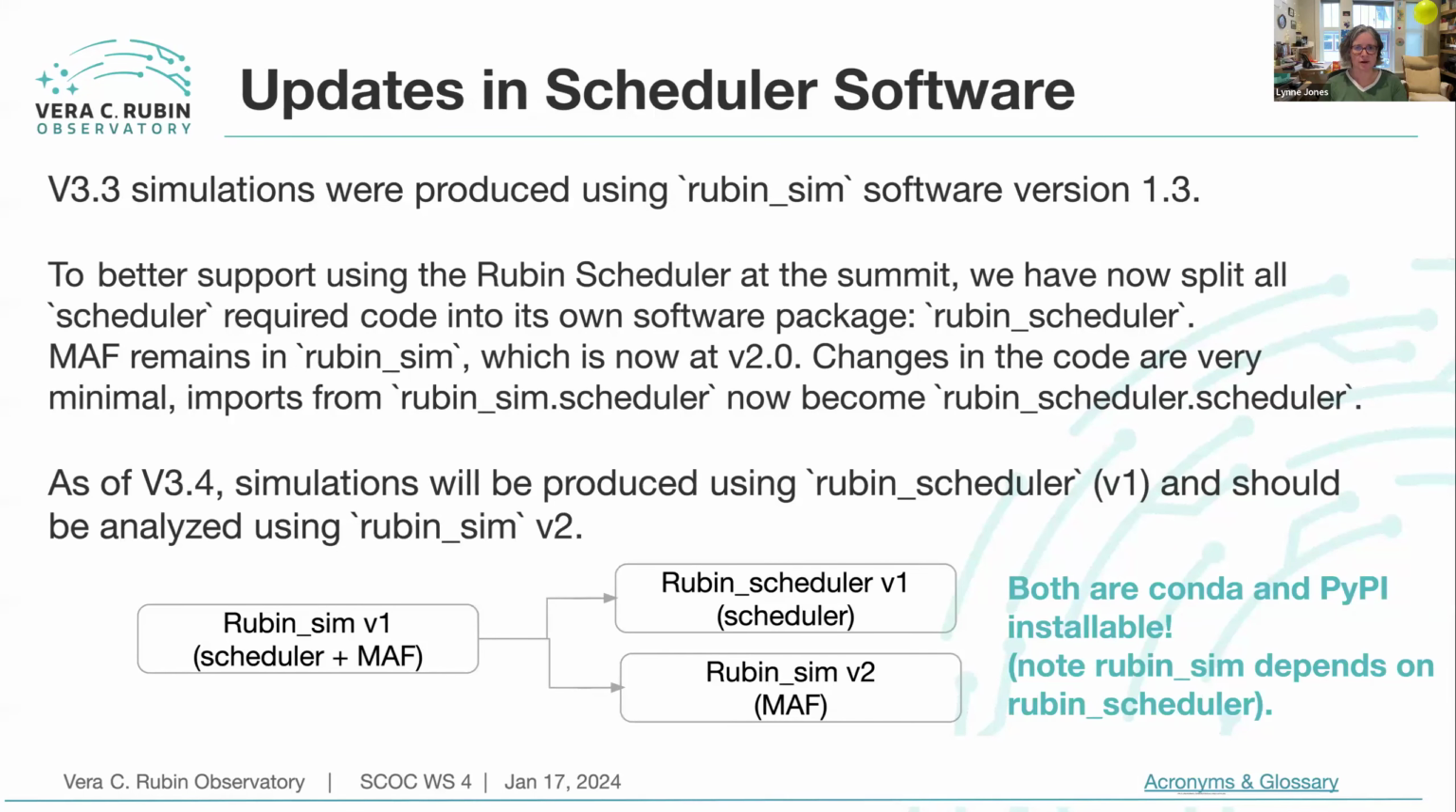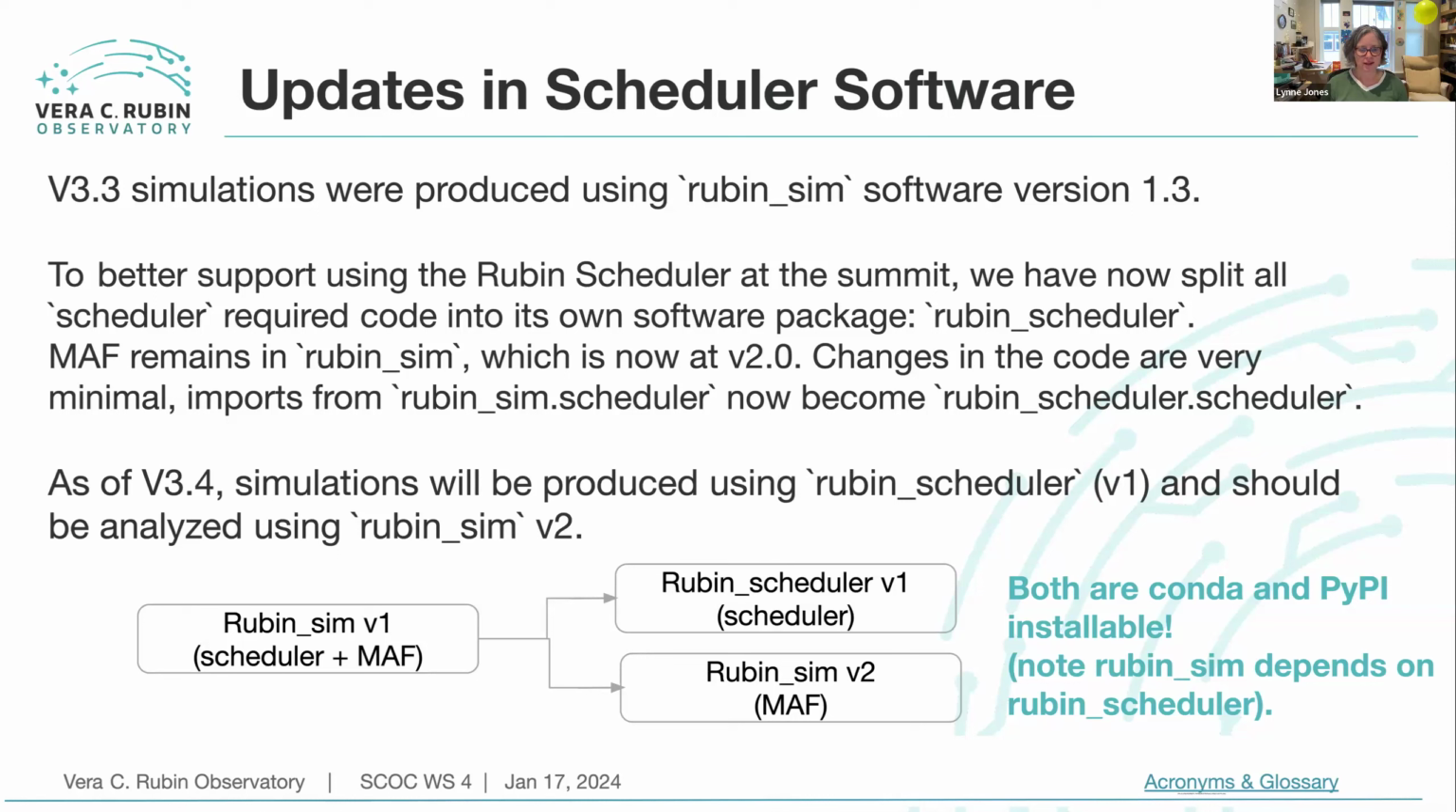And oh yes, I did want to point out after we made V3.3 simulations, this was all done with the Rubin Sim software, but we have now had a split in our software because we want to be able to have the scheduler software more separate from all of our metric software. The metric software has a bigger dependency chain, like people contribute metrics that need, let's say, George, or more complicated Python packages. And in order to keep the dependencies down for the operation of the scheduler at the summit, we pulled the scheduler code out of Rubin Sim. And so now it's in its own software package called Rubin Scheduler. Rubin Sim now has math, and you can still Conda and PyPI install both of these. And note Rubin Sim depends on Rubin Scheduler.